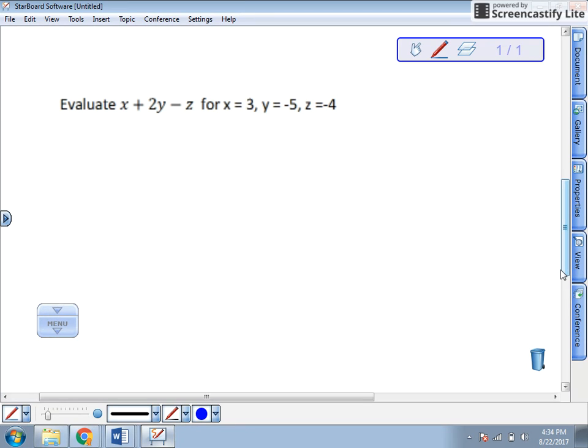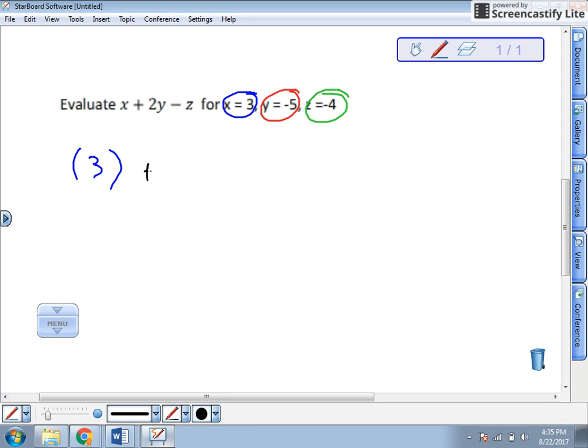That's okay. We're going to follow the same steps. x is 3. It's telling us that y is -5. And it's telling us that z is -4. We're going to use those parentheses wherever we see that variable, and we're going to plug it in. So for x, it tells me that x is 3. So I'm still going to use my parentheses. I'm going to put 3.